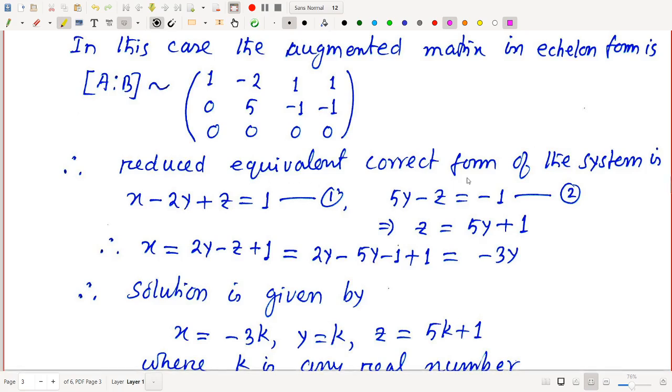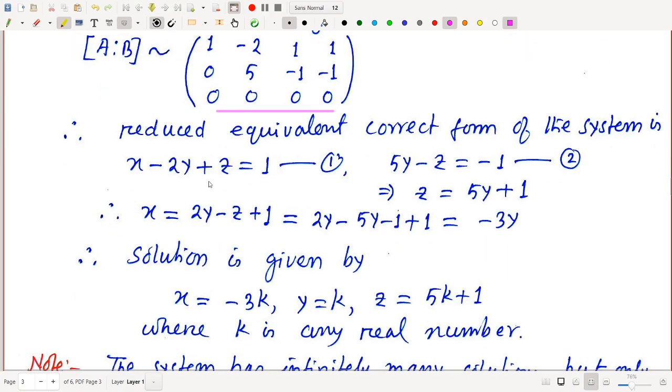Therefore the reduced equivalent form of the system is, why reduced? Because you see the third equation is eliminated, all 0: 0x plus 0y plus 0z equal to 0, no problem, it is eliminated. So in the reduced equivalent system, from 3 equations we have now 2 equations: x minus 2y plus z equal to 1 and 0x plus 5y minus z equal to -1. So we have written 5y minus z equal to -1. Now from these 2 equations we have to find the value of 3 variables. Surely there will be an infinite number of solutions.